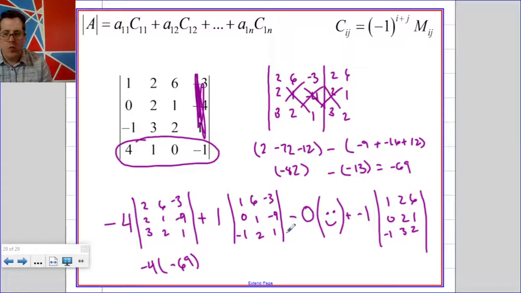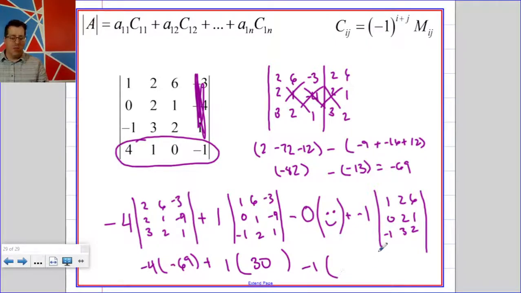And then the other 2, I'm just going to write in to save you a little bit of time. So +1 times 30 minus 1 times. And when you add all of that up, you get a determinant of 295. Okay, so that is how you do a 4 by 4 matrix.